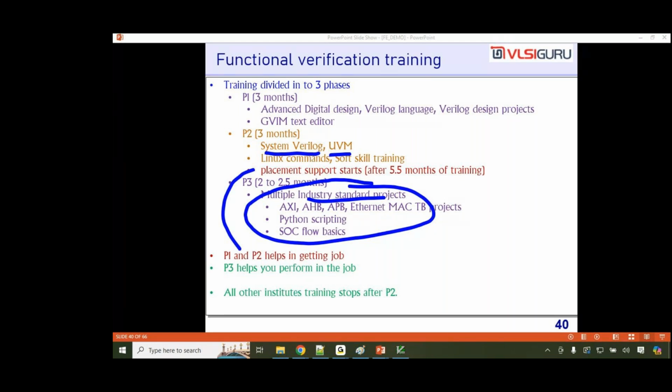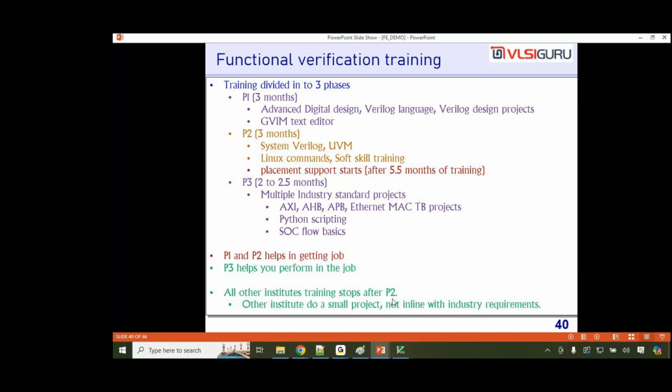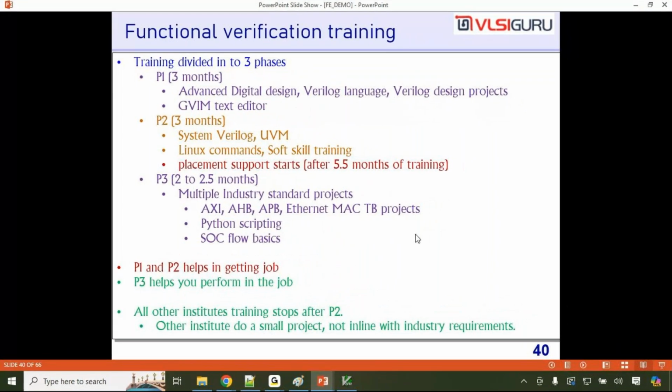That is the most important point where you are going to learn the things. What I see is, since they don't have much time, they do a smaller project which won't be in line with the industry requirements.